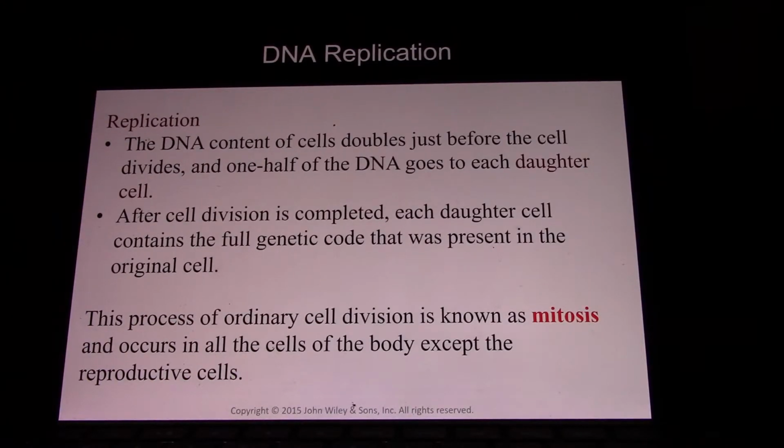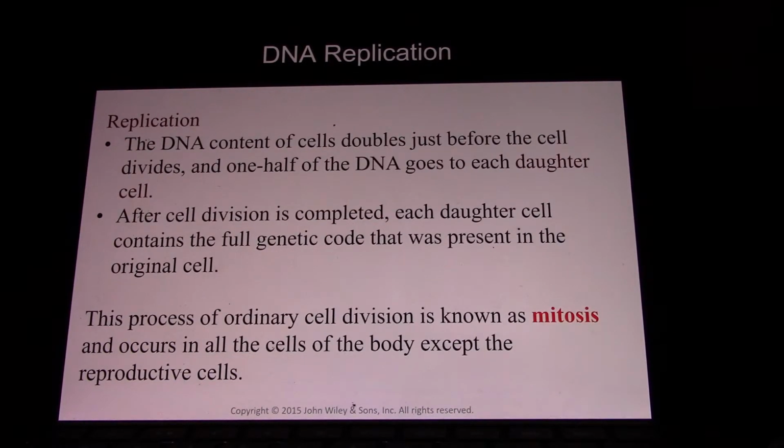So the DNA content of a cell doubles before the cell divides, and that occurs in the S phase of the cell cycle. And then you go through the G2 phase, in which the cell proofreads the DNA and makes sure it was copied correctly, and then the cell will go into mitosis and divide.